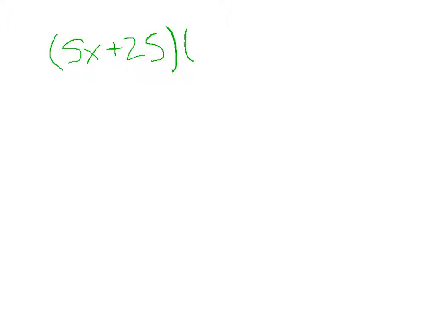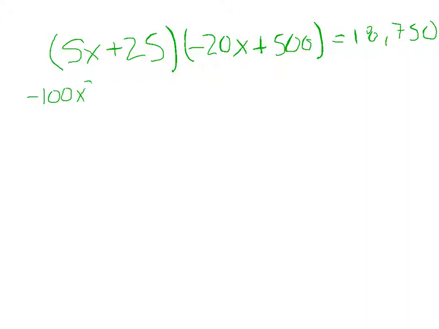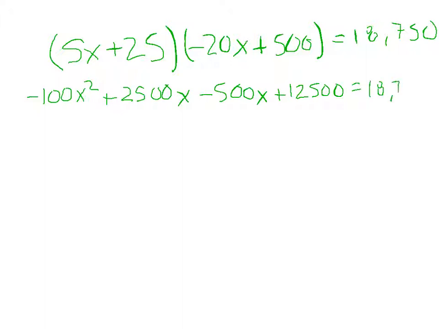After simplifying and rearranging this equation, I get 5x plus 25, all times negative 20x plus 500, equals 18,750. After FOILing this out, I get negative 100x squared plus 2,500x minus 500x plus 12,500 equals 18,750.